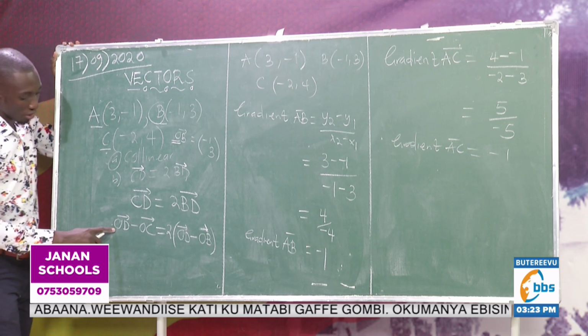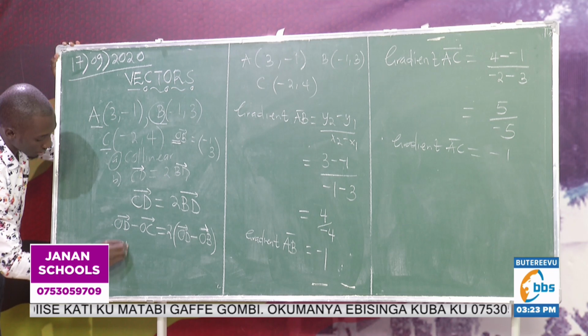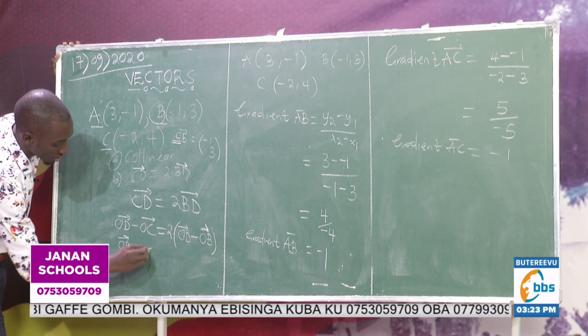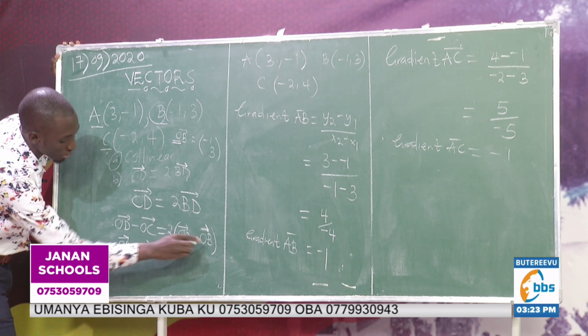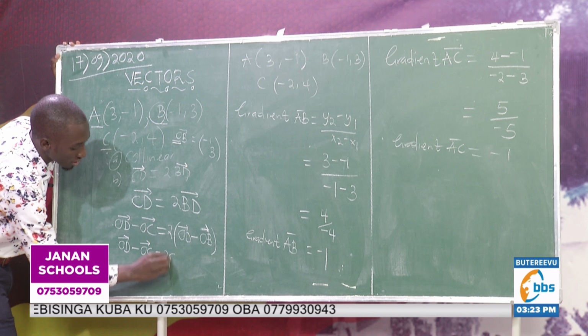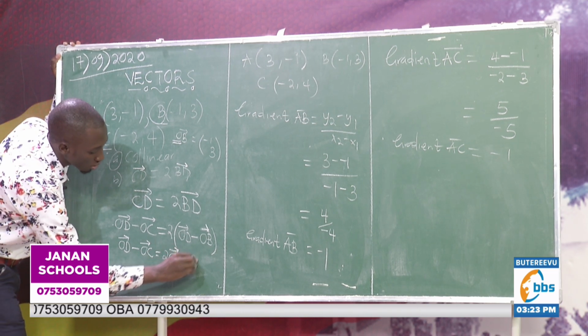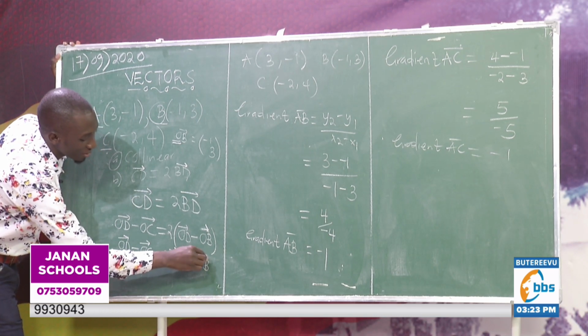So this is OD. Let me open brackets here. So I'll be having OD minus OC, and this will be equal to 2. This one has to multiply everything. So I'll get 2OD minus 2OB. Yeah, we have that.